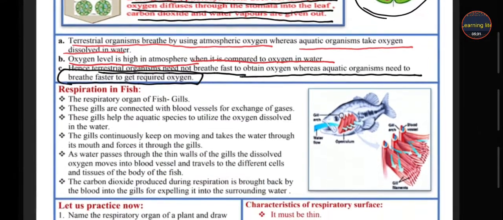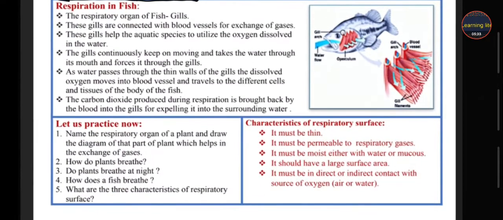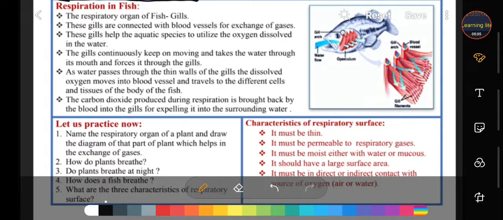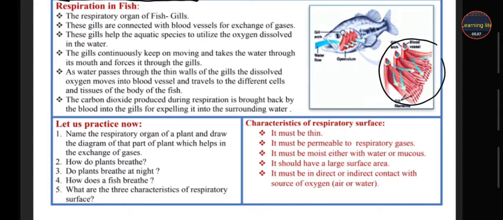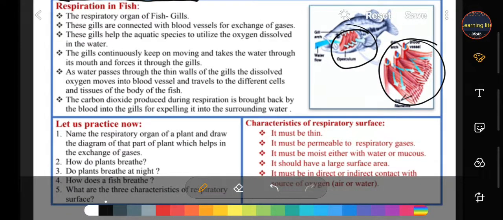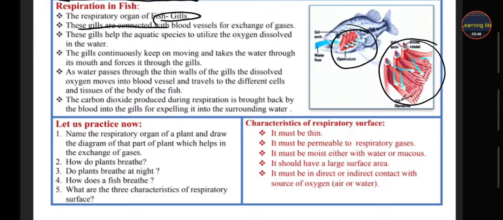Okay, let's move to the respiration in fish. So students, you can see the diagram of the gills. It is the part of the respiratory organ of a fish. So what is the respiratory organ of a fish? That is the gill, and these gills are connected with the blood vessels for the exchange of gases, and it also helps the aquatic species to utilize the dissolved oxygen.